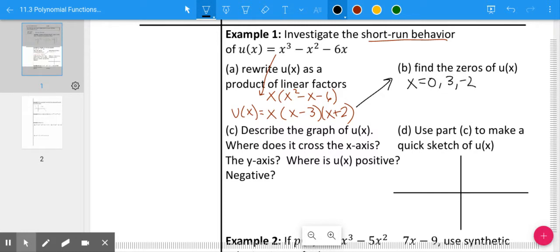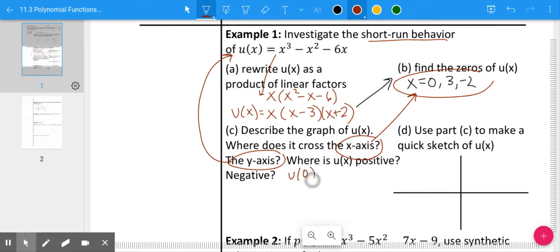So in part C, it first asks, describe the graph of u of x. Where does it cross the x-axis, the y-axis, and where is it positive or negative? So here's what we do. We already know where it crosses the x-axis. That is at those x-intercepts, so at 0, 3, and negative 2. And to find where it crosses the y-axis, you're just going to plug a 0 into the original function. If you put in a 0, you get out a 0. So that is at the point (0, 0).